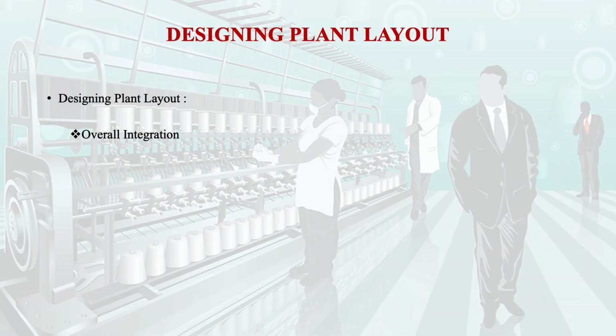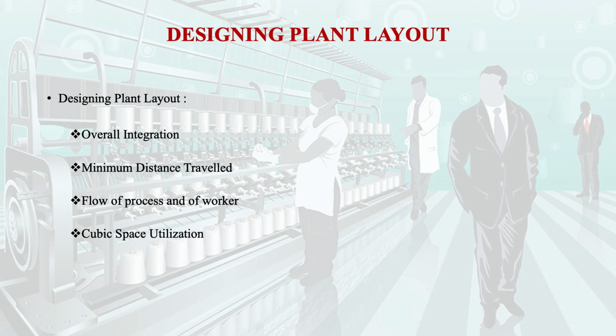Now, how will you design the plant layout? As we have studied, it is a one-time activity. Therefore, we should be more cautious while designing a plant layout. The topmost is the overall integration. Second thing to keep in mind is the distance traveled. Third one is the flow of process and the flow of worker, or in other words the movement of worker. Fourth one is cubic space utilization.